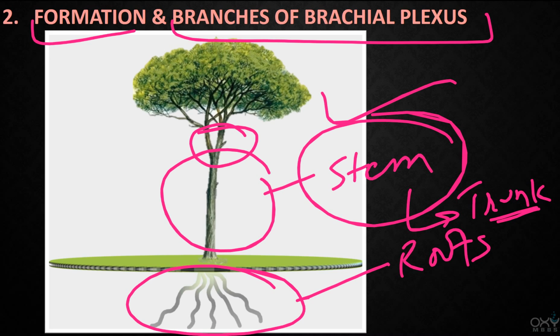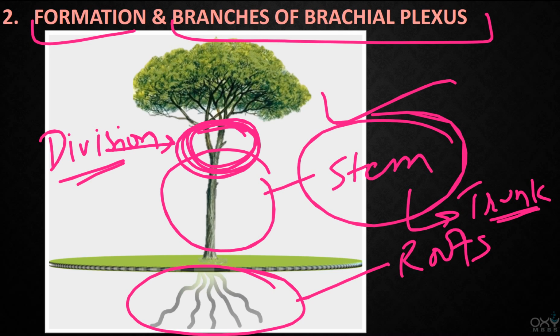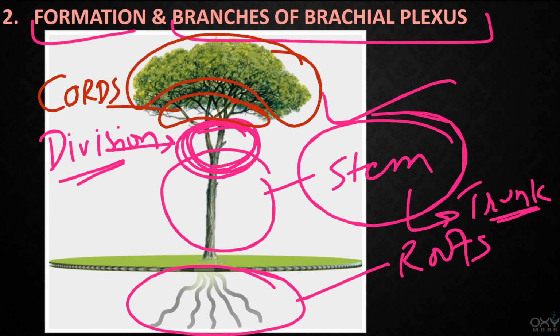And friends, if you observe all around you, you will find that mainly the stem of the tree is divided into two parts. So these are what? These are the divisions of the stem or trunk. And friends, these thick rod-like structures are called what? They are called cords, and these cords divide into multiple branches. So whatever you see on the top of the tree, they are mainly the branches of the cords.